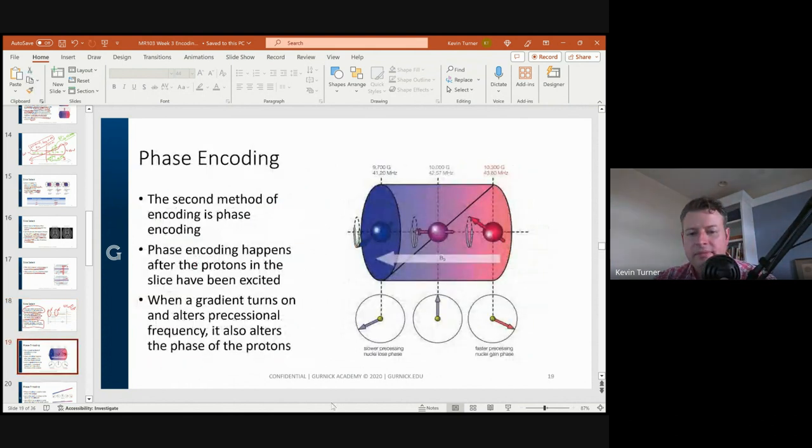Phase encoding. So now we've excited the slices. We've excited the protons only inside the slice. We have two other forms of encoding that we have to accomplish to figure out where everything is on the image.